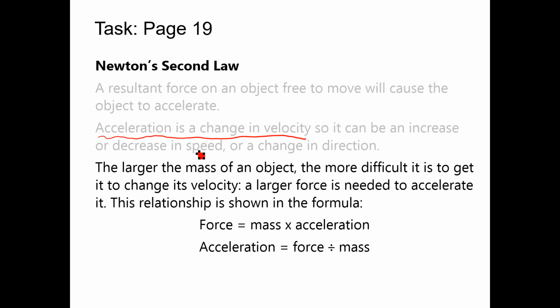Okay. So acceleration then is a change in velocity. We can link it to a change in speed. It could be an increase or a decrease in speed. Now, because it's a change in velocity, it could also be a change in direction, because the change in direction would affect the velocity.